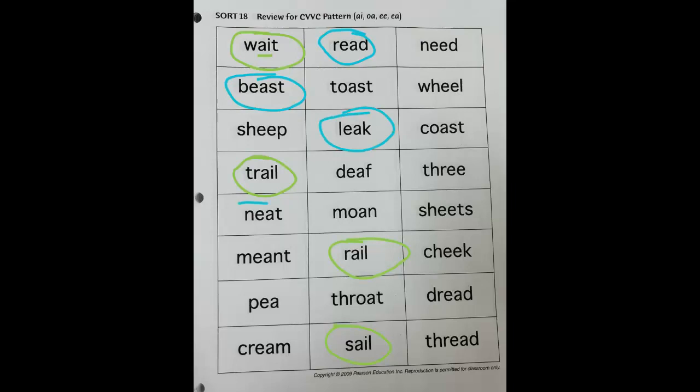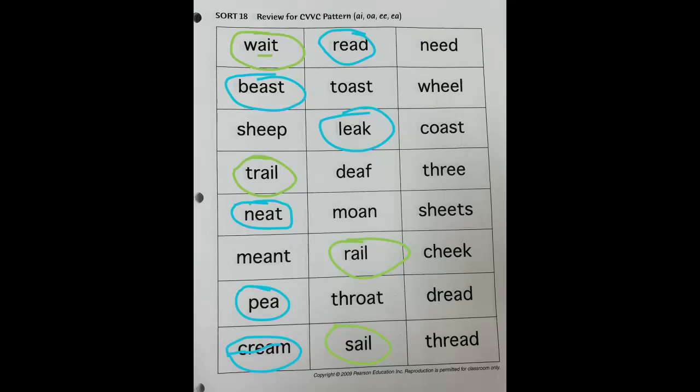Oh, neat. Please be neat and tidy. Pea. I would like to eat a green pea. Cream. I hear the E sound. Cream. I hear the E. Okay, I think those are our EA words that make the E sound.